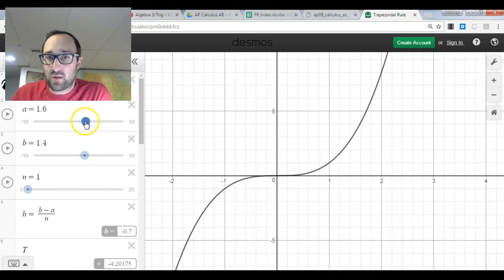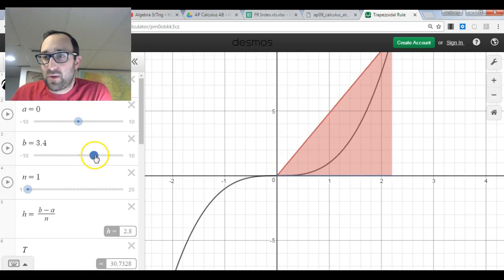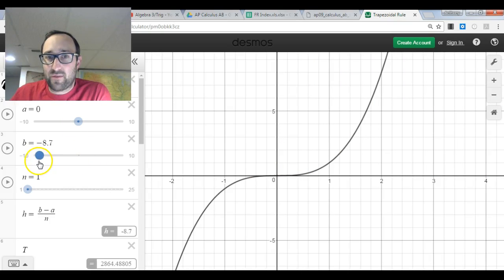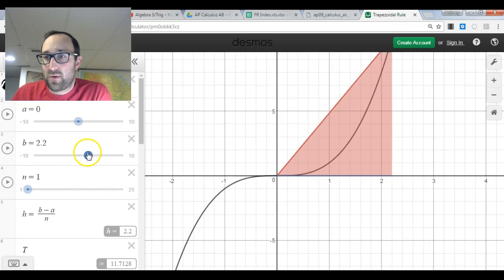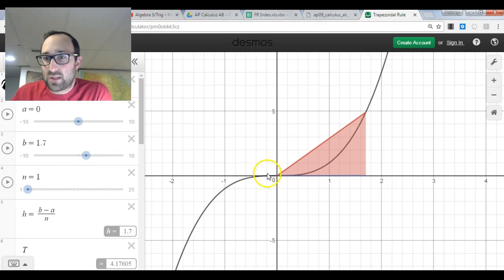Now we can change what a is. I can move a all around, and let's just make a 0. Seems to be okay. Then we're going to make b something larger than that. If b goes negative, nothing happens, so let's just make b larger, right about here. Now you can see we have one trapezoid, where n equals 1.